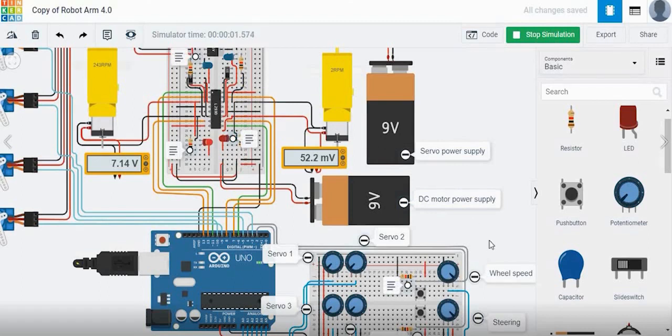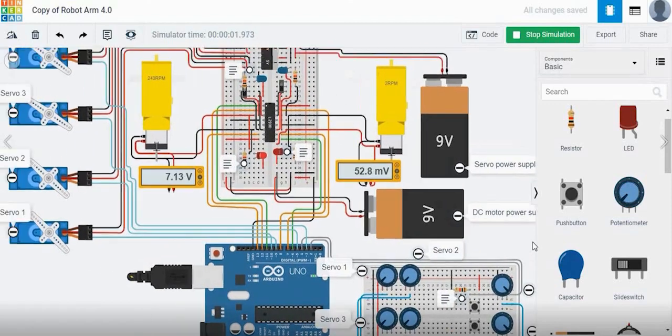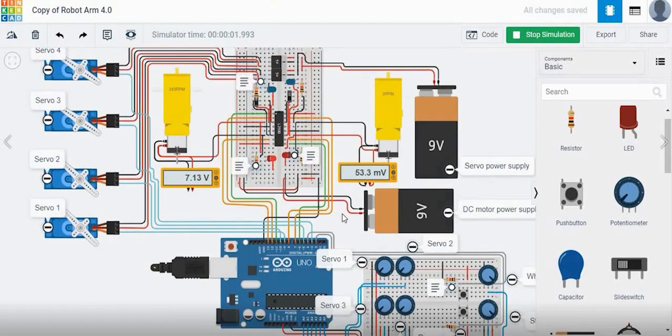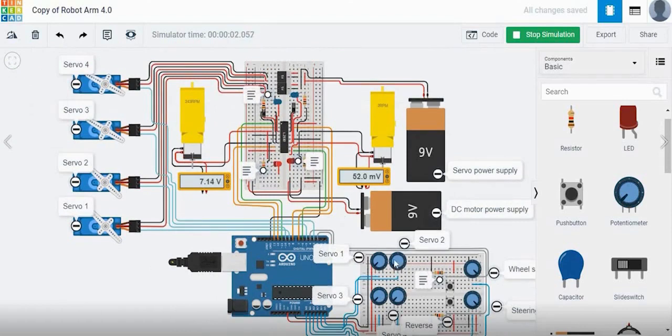And the wheel speed, of course, the speed of the motor we can control. Look at that, from 0, then I move to the maximum. From here 0, here 243. And for the servo, if I move to this one, servo 2 will move. You can see that there is some bug here because servo 1, servo 4 and servo 3 should not be moving.